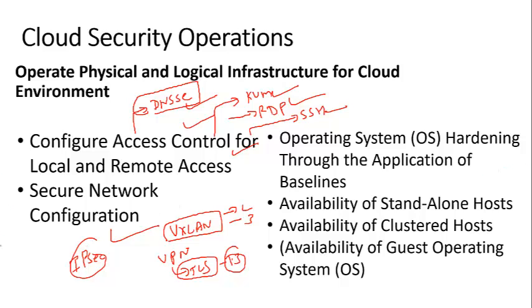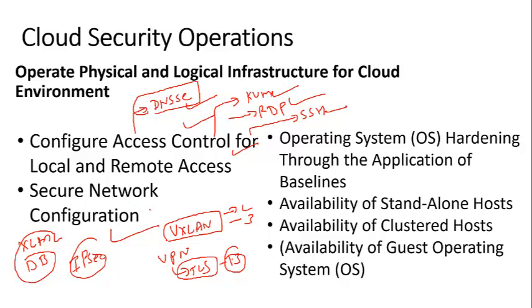Along with that, we also use different kinds of firewalls, for example the XML-based firewall, which we have discussed in the previous domain. We have discussed the database firewall, which operates on layer 7 of the OSI. Okay, so that is basically part of the secure network configuration.